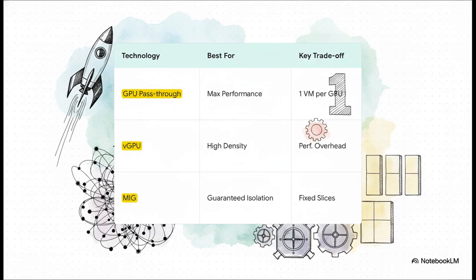So this table really lays it all out, doesn't it? Pass-through is your go-to for max performance, but you pay for it with low density, 1 VM per GPU. vGPU gives you that awesome high density and flexibility, but you take a bit of a performance hit. And MIG gives you that rock-solid, guaranteed isolation, but you're locked into fixed resource slices. The huge takeaway here: there is no single best option. There's only the best option for your specific job.